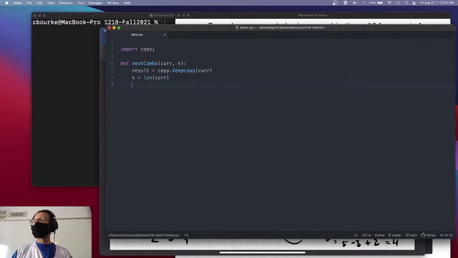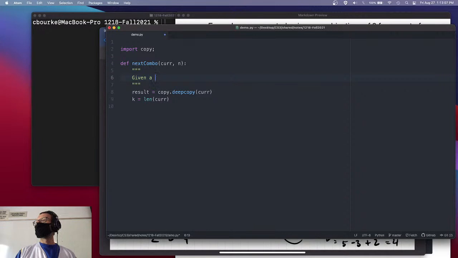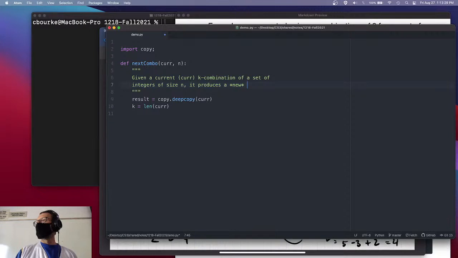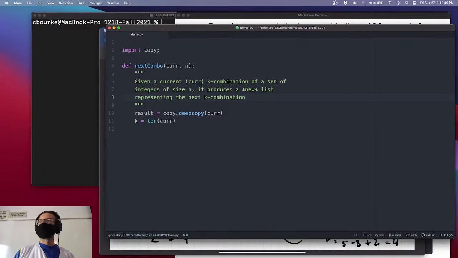So let me go ahead and also document this. We're not going to be able to finish it today anyway, so let's do it properly. I'll document this: given a current k combination of a set of integers of size n, it produces a new, emphasize new, list representing the next k combination. There we go. So I didn't end up passing k because I can get that from the length of the current combination.